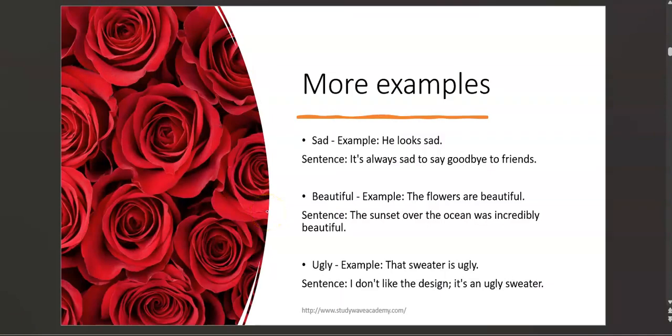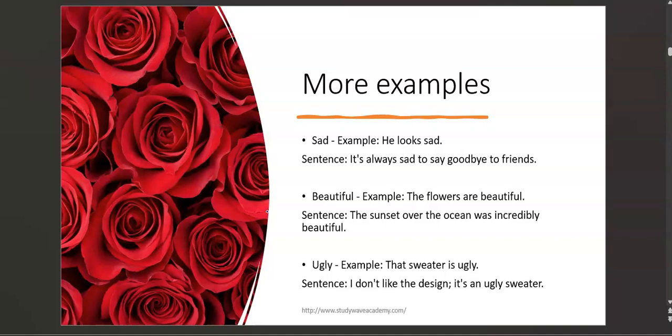And now I want us to look at sad. He looks sad. It's always sad to say goodbye to friends. Now, sad is a common adjective again, because here you are talking about your emotion. You're telling someone how you feel. And I believe in our day-to-day life, when we speak to our friends, when we talk to our families, we use these words. We talk to people and tell them how we feel. So we definitely use these words when we are speaking. So this sad is a common adjective.